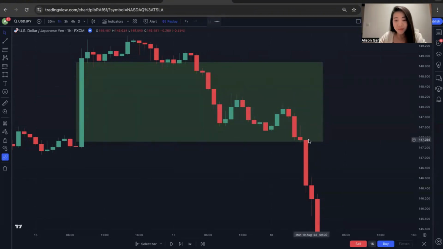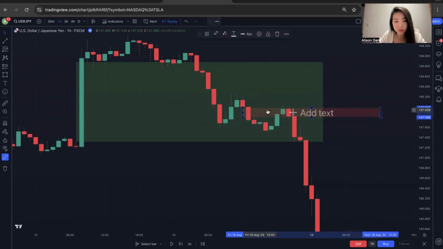So this basically means that there is a lot of sellers in the market intending to push the price down even further from here. While all of this is happening, you can see that as the price is continuing to move downwards, there is another fair value gap that's being created, and this time around it is actually a bearish fair value gap, as you can see from here.